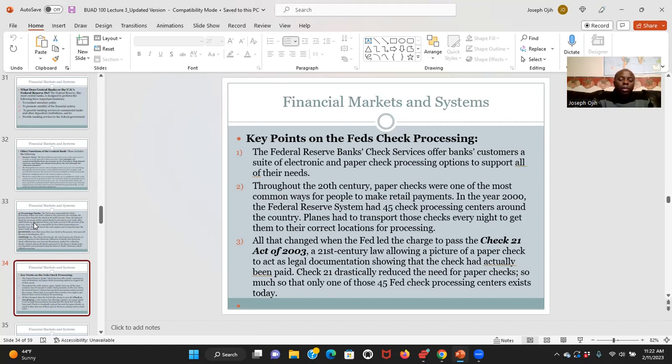So this rule, the Check 21 Act of 2003, to a very significantly large extent, reduced the need for paper checks. Of course, you can still write a paper check and use it to make payment, but now the stores just capture the image and transmit it to the Federal Reserve system, or the bank where you deposit this check. You don't have to move the paper check anymore, so long as it's a genuine check.